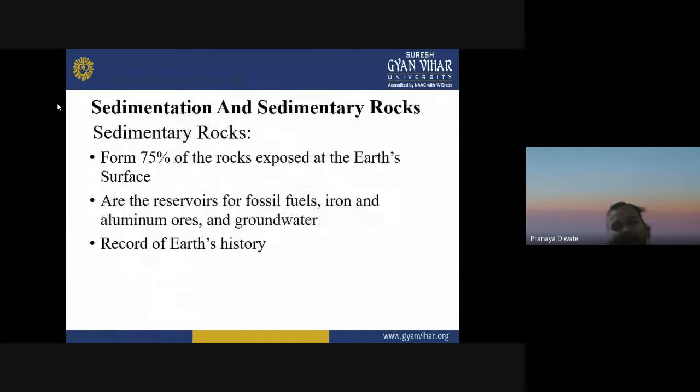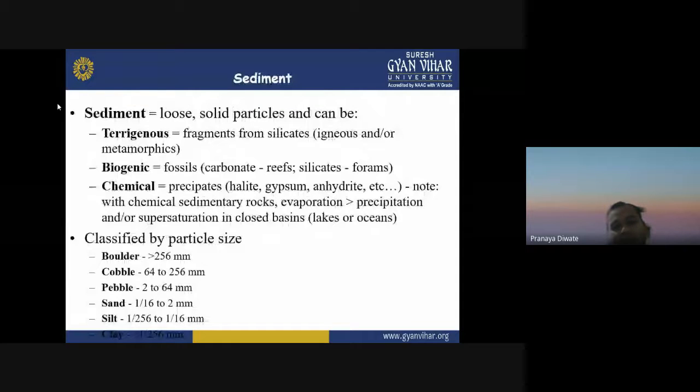Then you have terrigenous sediment. Terrigenous sediment is a fragment from silicate rocks, which are igneous and metamorphic.